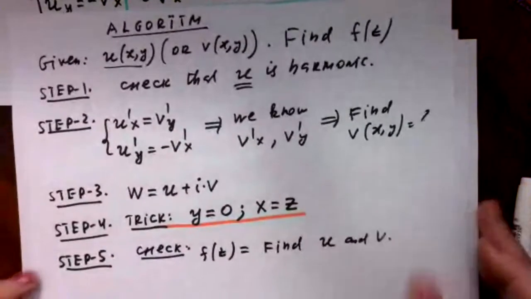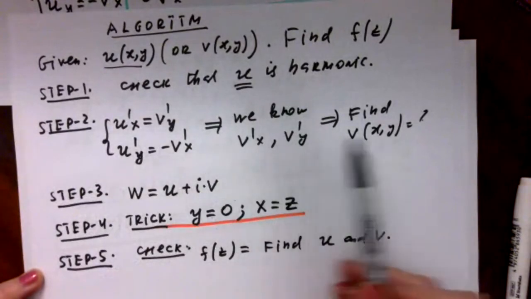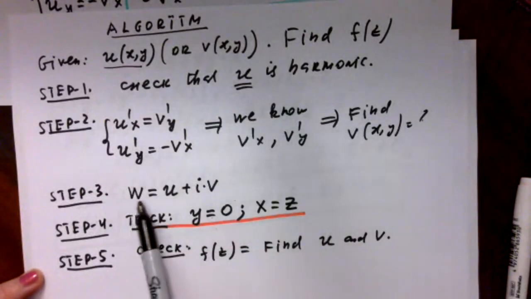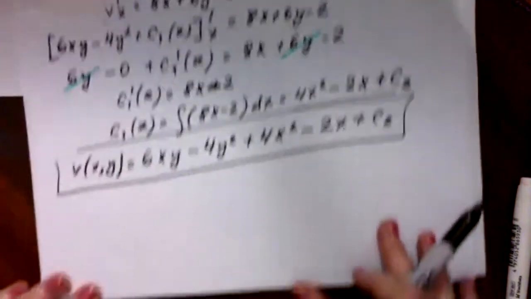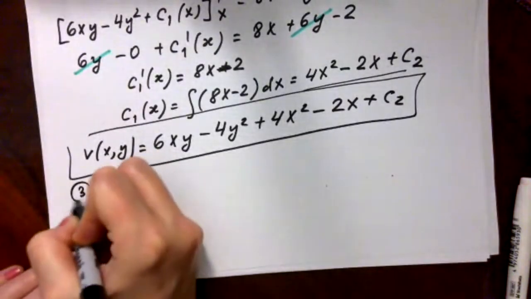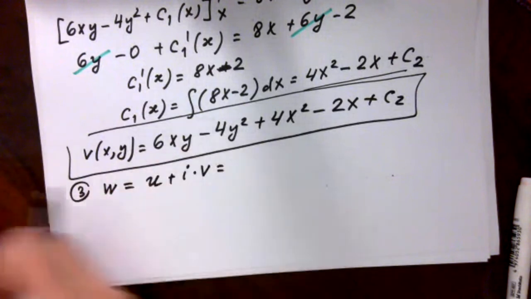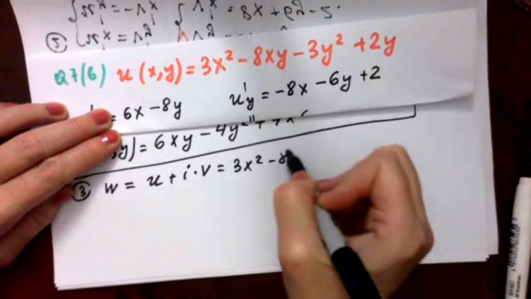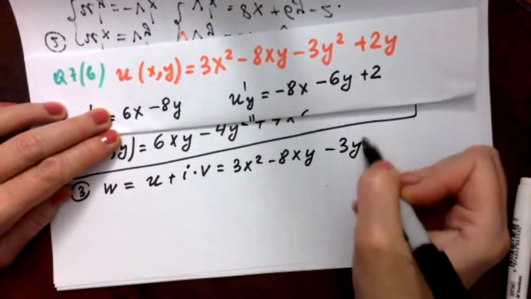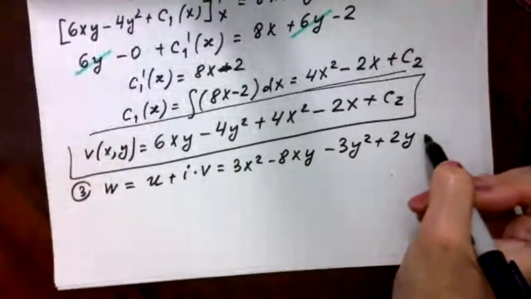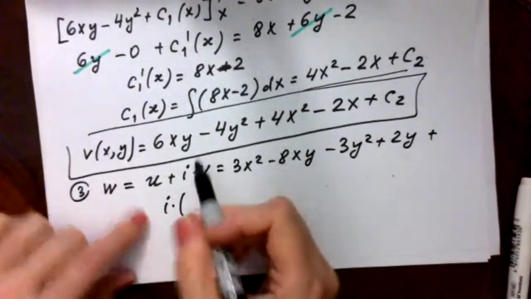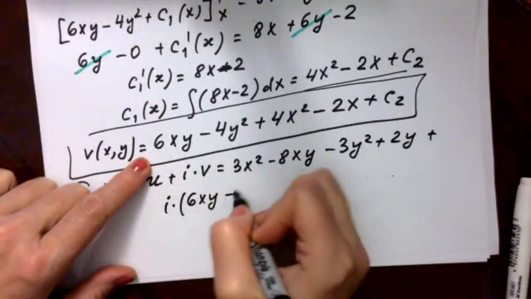So let me remind you of our algorithm. We are here. We just finished step three-two, we found v. And now it's time to move to step three. It's time to write our function, which is w equals u plus i times v. Okay, let's do it. Step number three, our function w is equal to u plus i times v. And u was quite a big expression. We need to copy it here. So u looks like 3x squared minus 8xy minus 3y squared plus 2y. It's done. And now plus i, and I'm opening parentheses and writing this v here. So as you can see, quite a big expression.